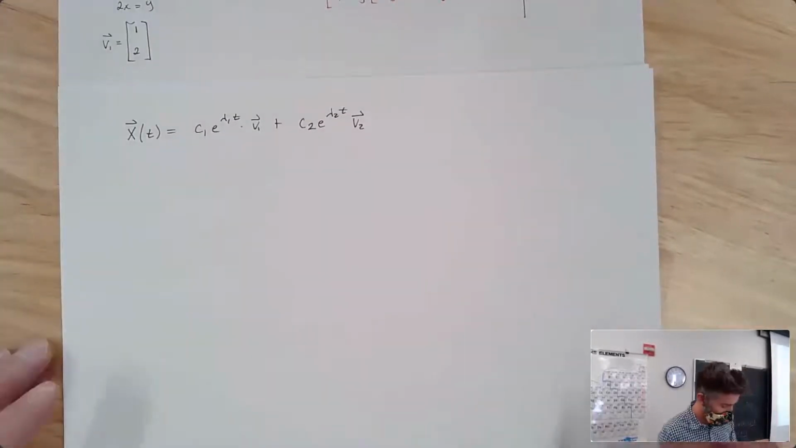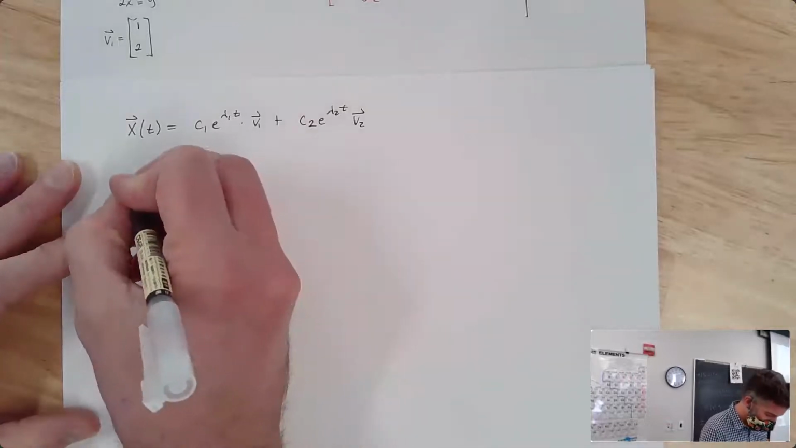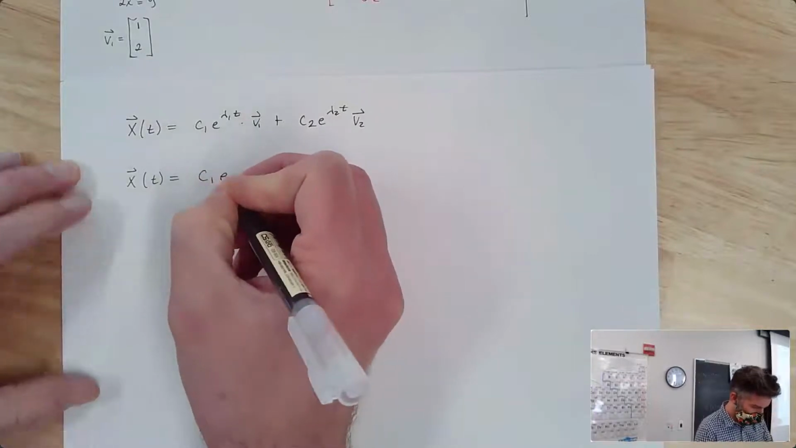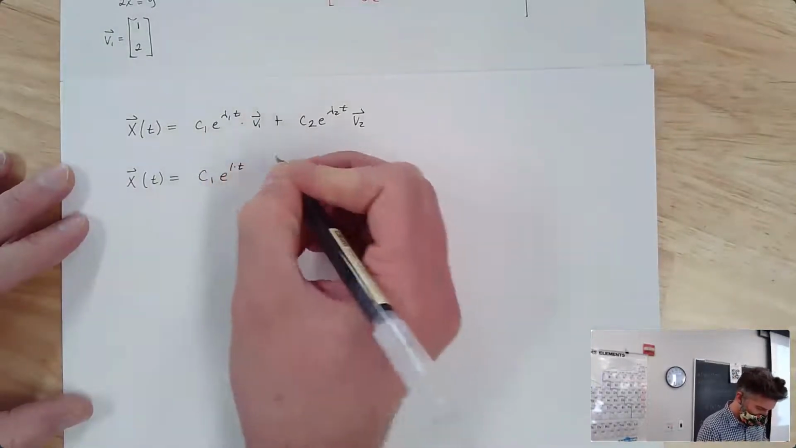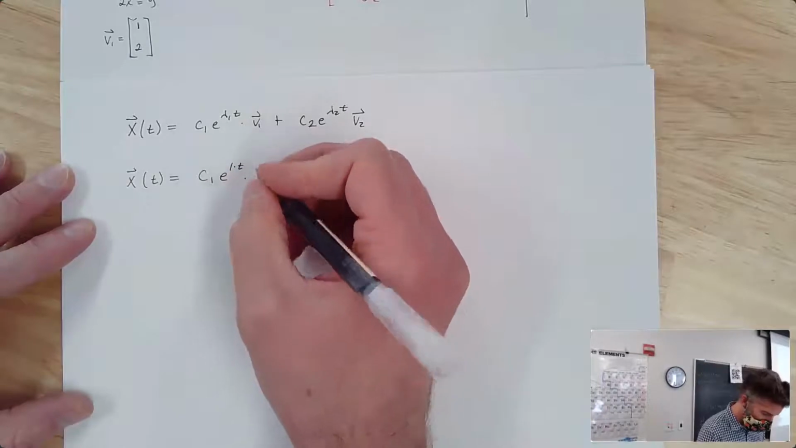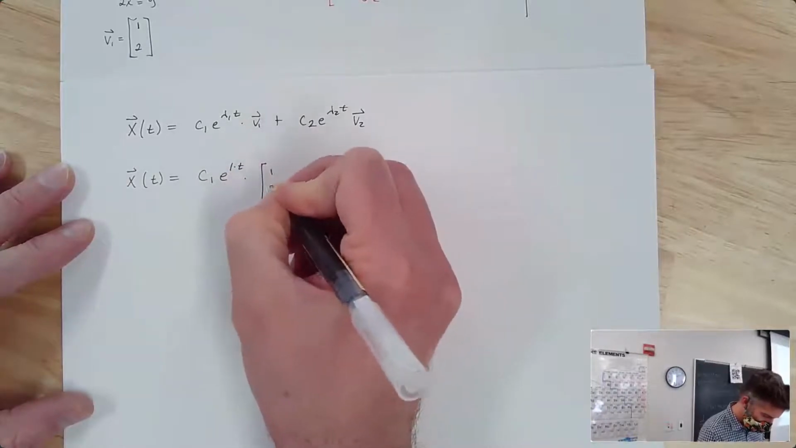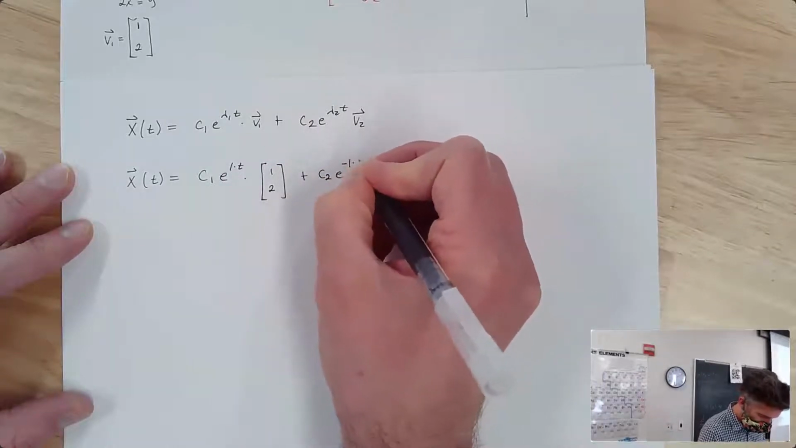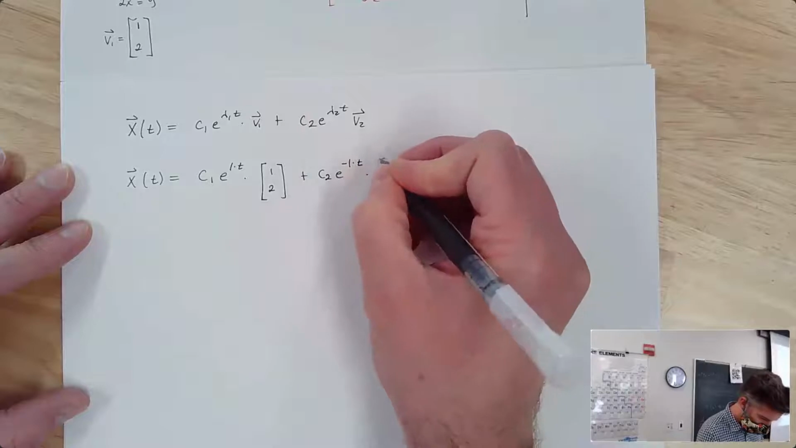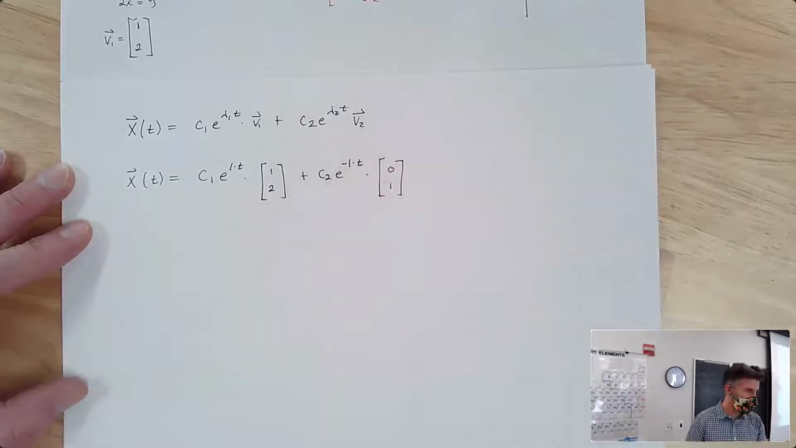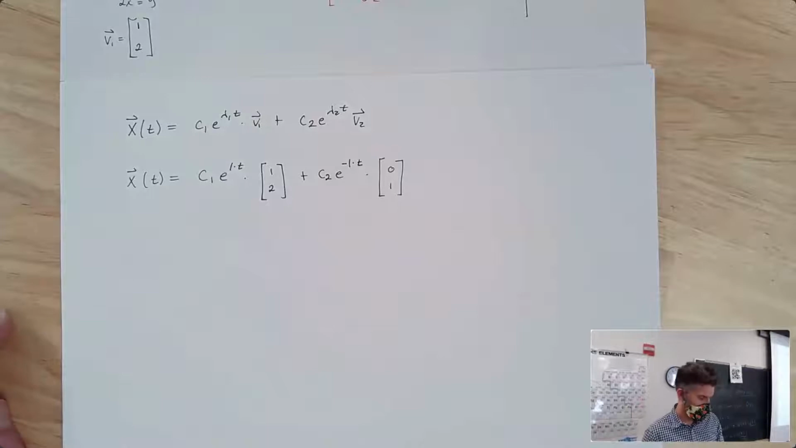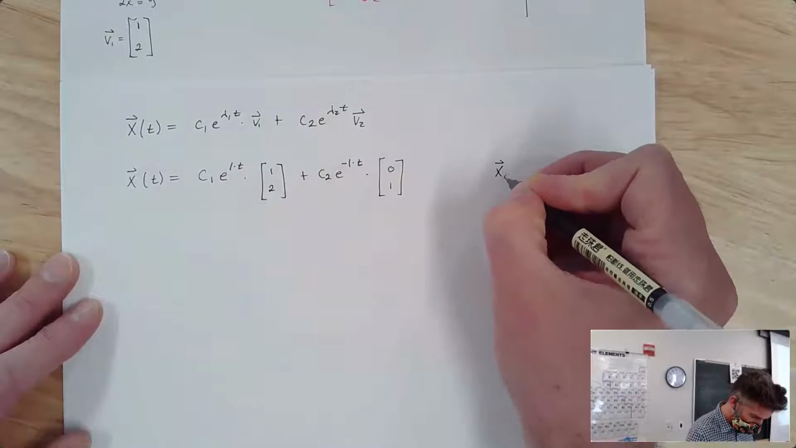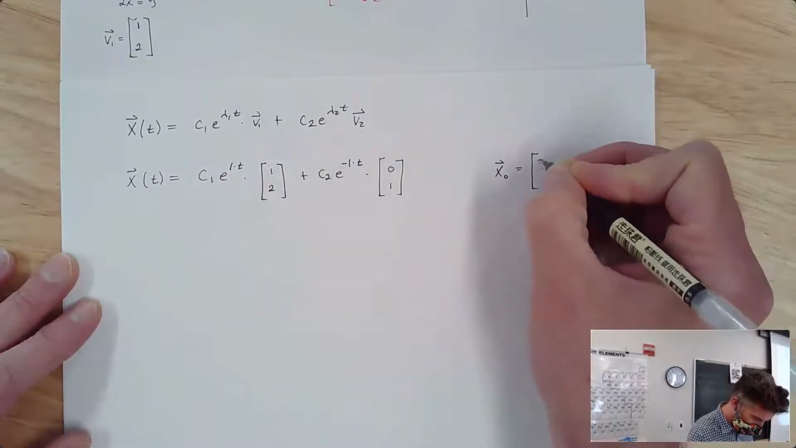So really, we just take all the things we found and plug them in. So as a vector, we're going to get c1 e to the lambda 1, which was 1, times t, and v1 was 1, 2. And c2 e to the lambda 2, which was negative 1, and v2 was 0, 1. Great. And now we're going to use the initial condition that x of 0 is equal to 3, 2.